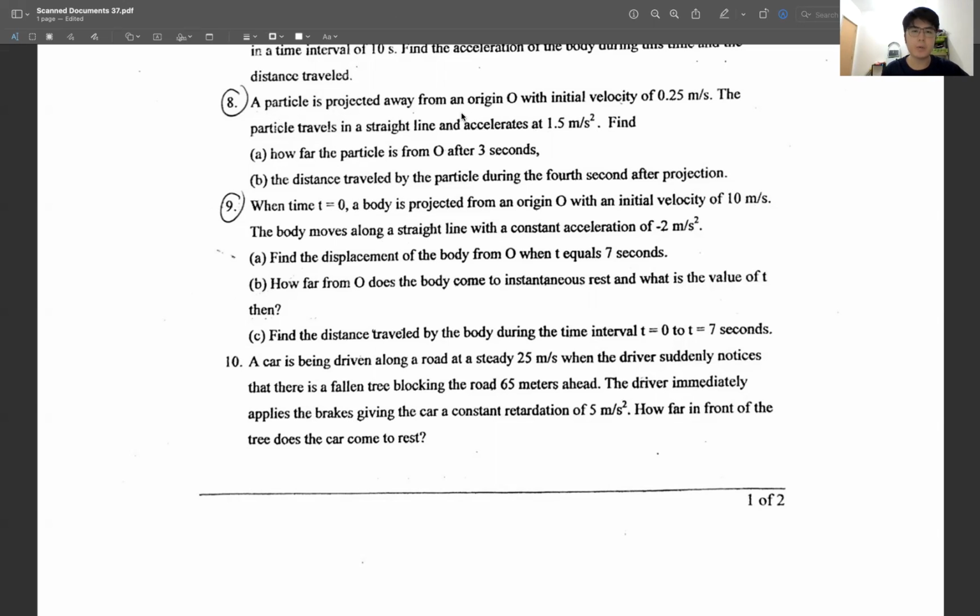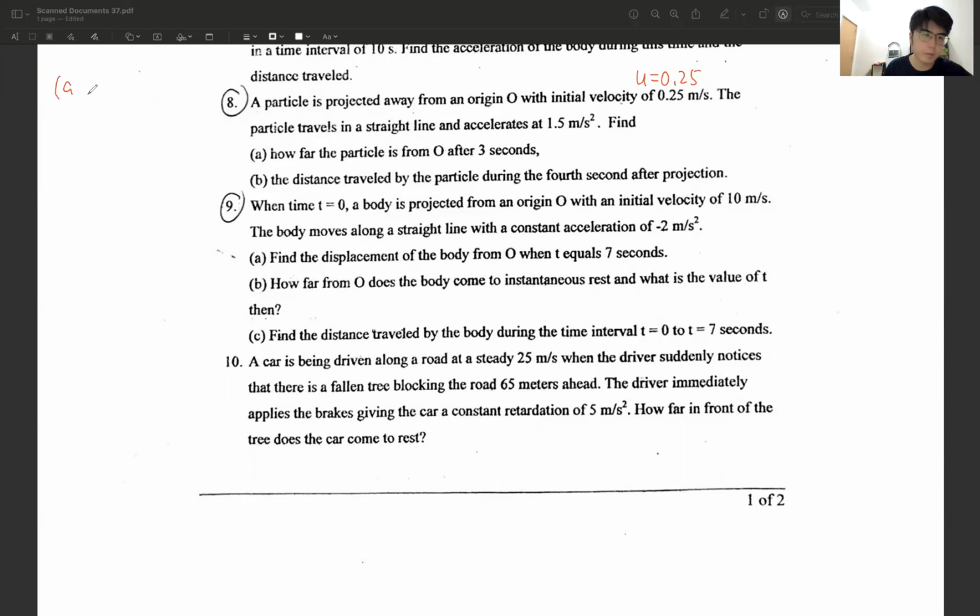Okay, a particle is projected away from origin O with initial velocity 0.25. The particle travels in a straight line with acceleration 1.5. How far is the particle from O after 3 seconds?